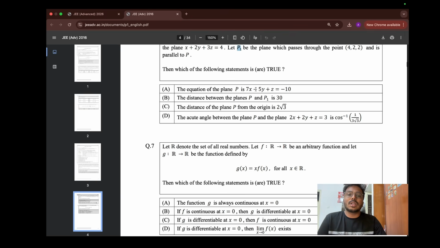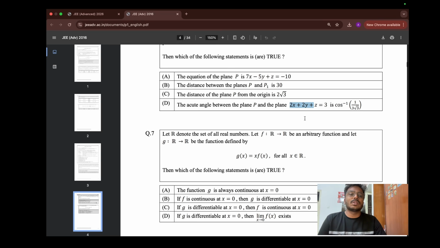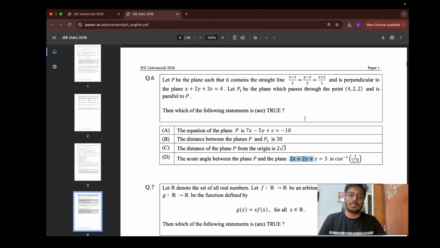Now they are asking you to find the equation of P, the distance between two planes, for which there is a formula, and the distance of the plane P from the origin. Again, this is d upon the square root of a square plus b square plus c square. Then the acute angle between plane P and this plane: from the equation of plane P you will get the DRs of its normal, and from this equation you will get the DRs of the normal to this particular plane. You know how to find the angle between two planes. It's just formula-based.